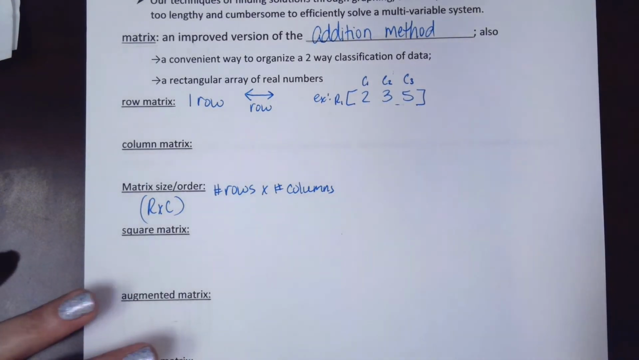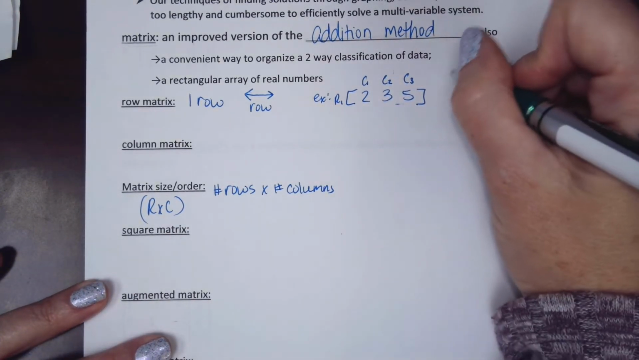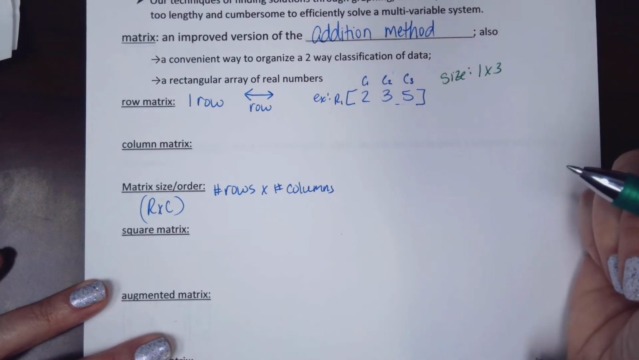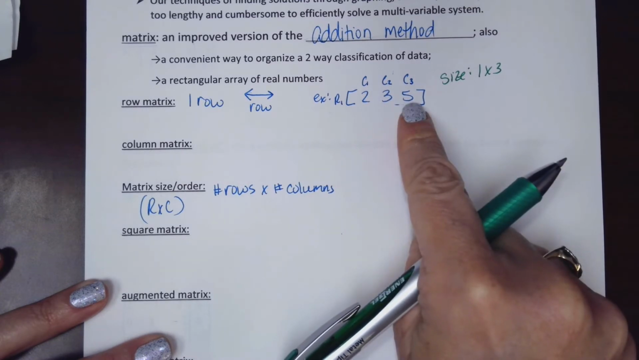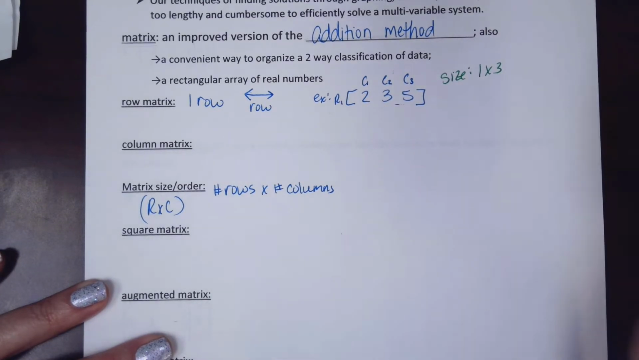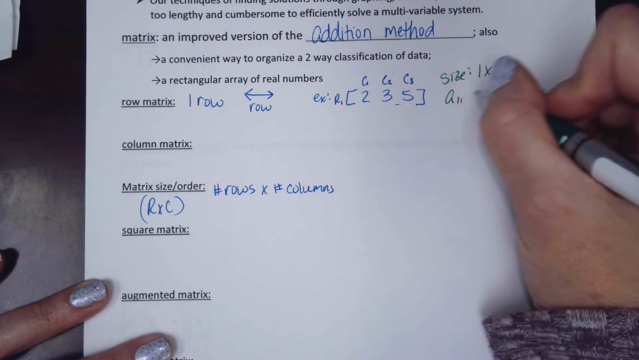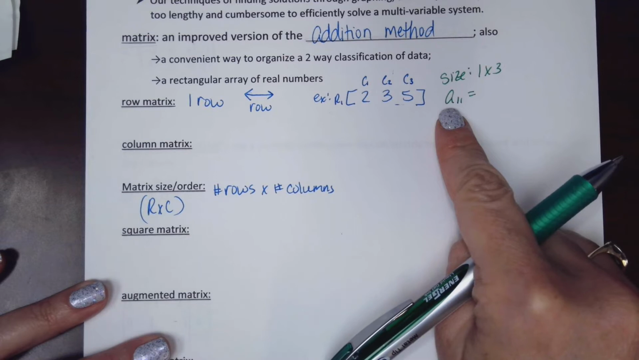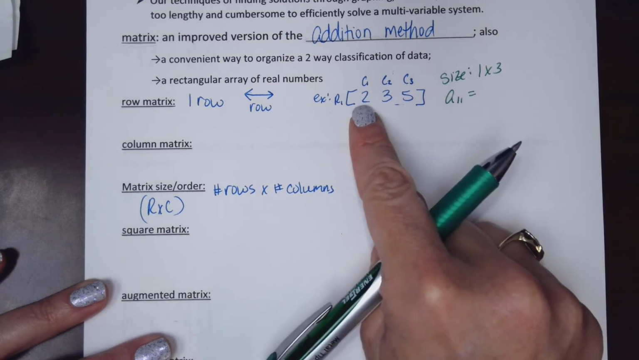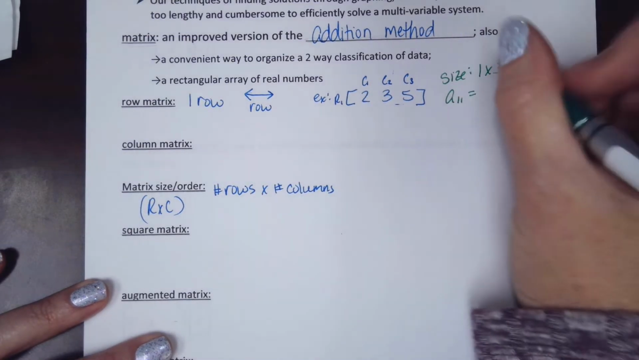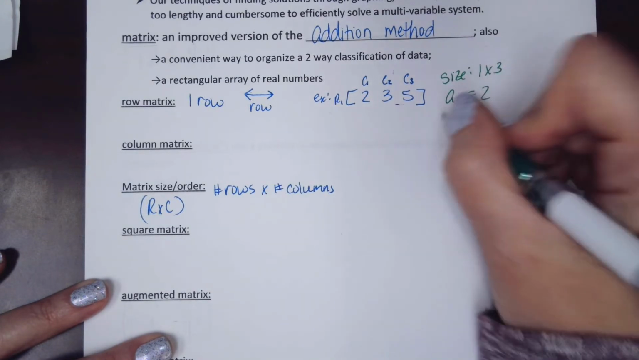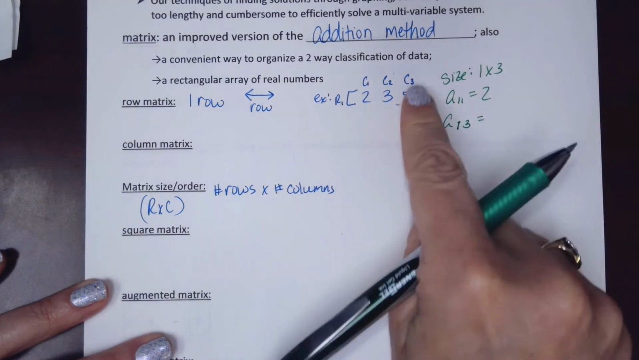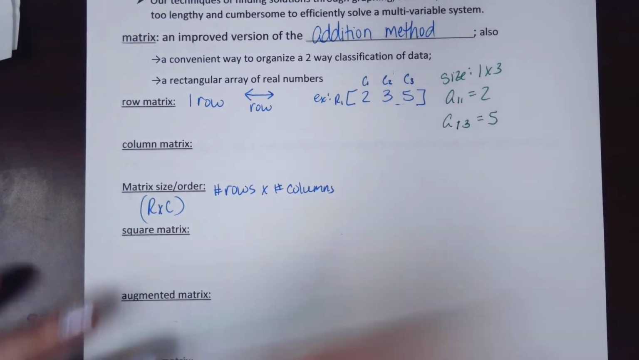But this particular matrix would be a 1 by 3 matrix, 1 row and 3 columns. I have 3 elements inside this matrix, and I can identify elements according to their position. For example, element A11, so I always just use an A for my element, is row 1, column 1. So the element in position 1, 1 is a 2 for this matrix. The element in position 1, 3, row 1, column 3, is a 5 for this matrix.